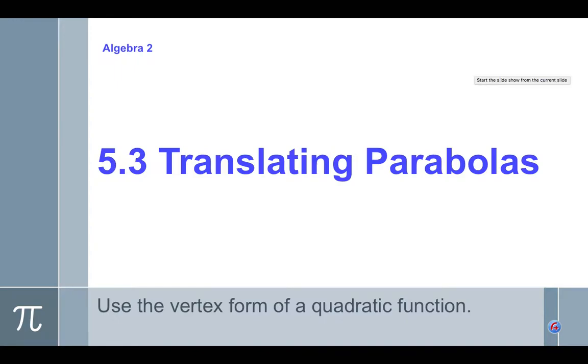All right, welcome once again to our study of quadratics. Today we're going to be looking at translations, or translating parabolas. Another name for this is vertex form. So we're going to be looking at vertex form of a quadratic function and everything that goes along with it. All right, so let's go ahead and begin.